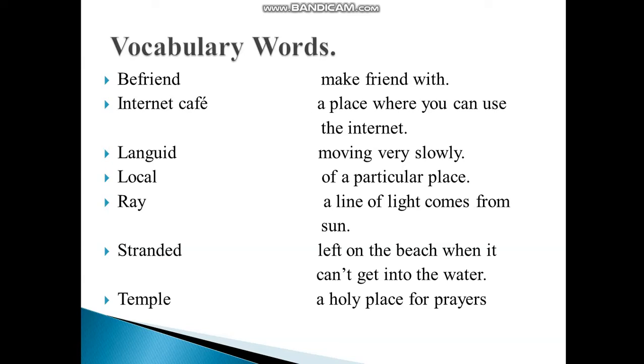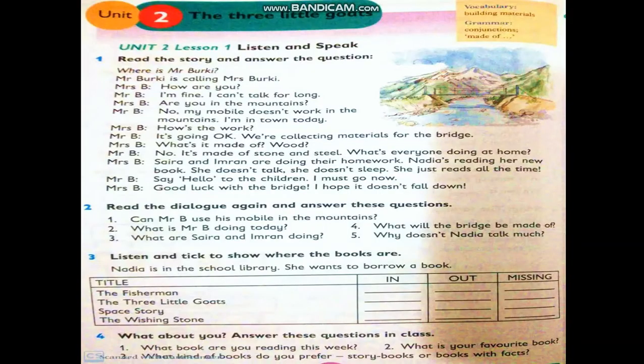Then ray, a line of light that comes from the sun. Stranded, left on the beach when it can't get into the water. Temple, a holy place for prayer. These are the vocabulary words for chapter number 2. Let's start with our chapter number 2, the 3 little goats, lesson 1. Open your page number 6 and put the date above. Read the story with me. Then we will answer the question.